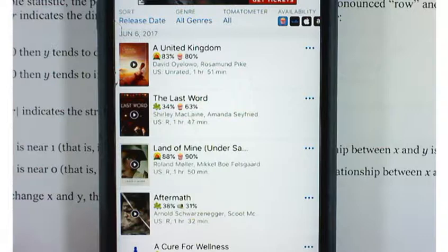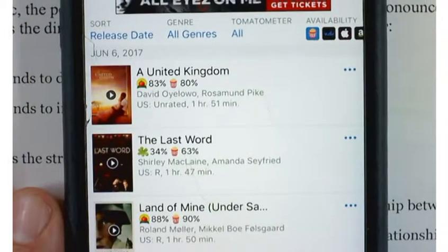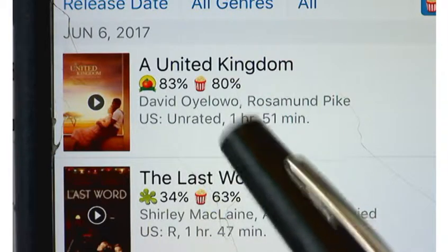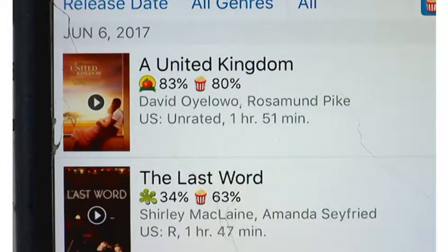But the thing I like about it, and the thing we're going at here, is that they show you a couple of ratings. They show you what critics thought of the movie, and what viewers thought of the movie. So you get two different sets of ratings. So the question is, how do these things compare?